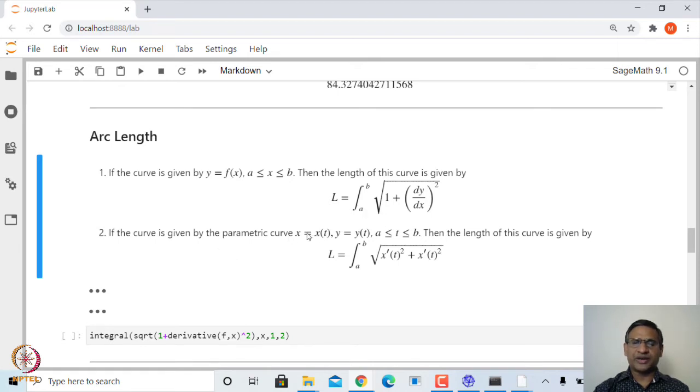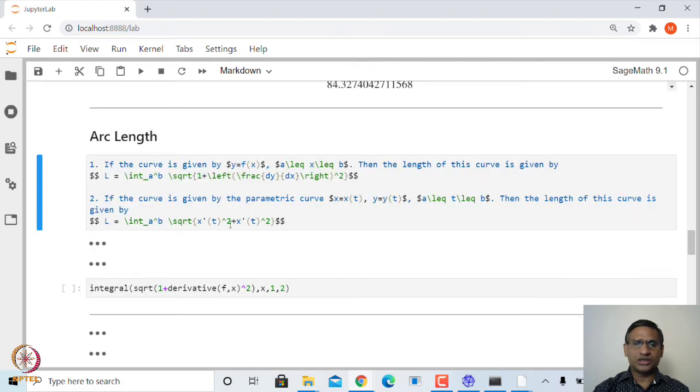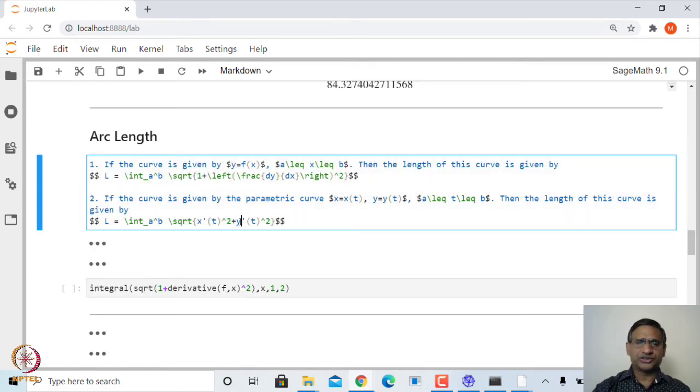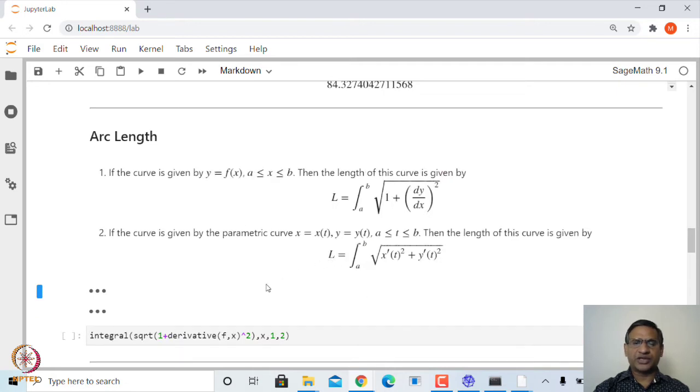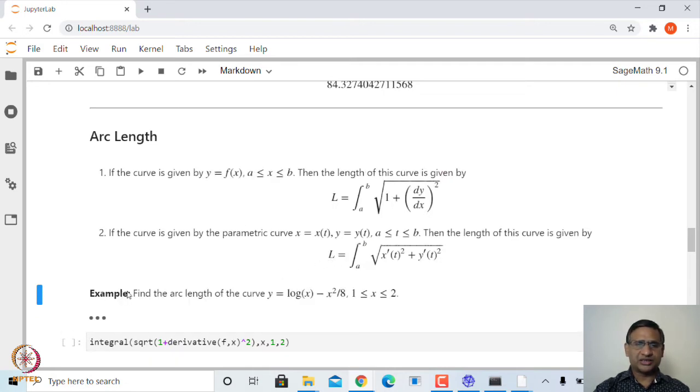Similarly, if you have a curve defined by a parameter, say x equal to x of t, y is equal to y of t, then in this case the arc length will be the integral of square root of x dash t square plus y dash t square, from a to b, right. So let us take a simple example.